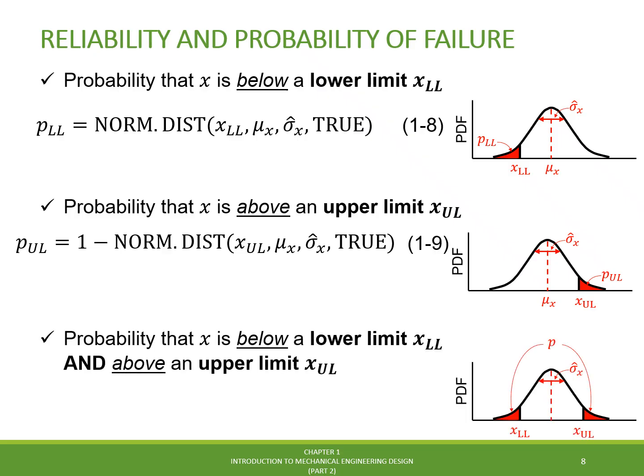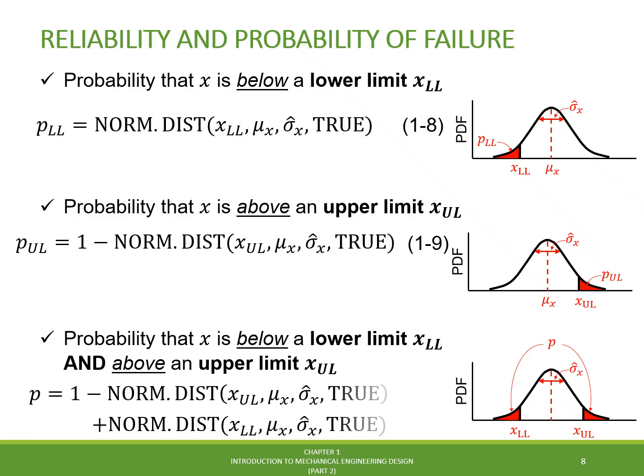Another example is if I want to calculate the probability that x is either below a lower limit value and above the upper limit value. In other words, this is the same as calculating the probability that the random variable is going to fall outside of the uncertainty intervals.